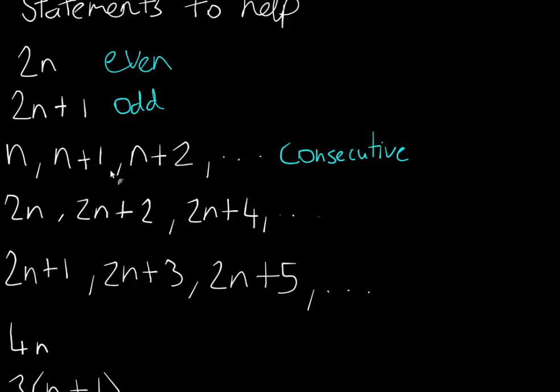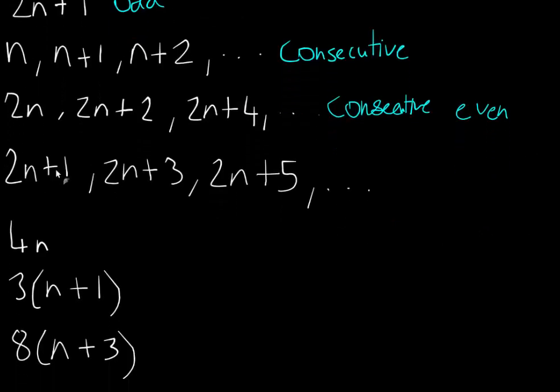Next one, if we have 2n, we know that's even. So 2n plus 2 is an even number plus 2 more, so that's the next even number, and then 2n plus 4 will be the next one after that. So these are the consecutive even numbers. If you ever need consecutive even numbers, you'd use those. And you get the idea that 2n plus 1, 2n plus 3, and 2n plus 5 are going to be the consecutive odd numbers that follow along from there.